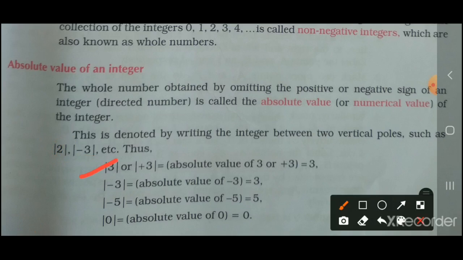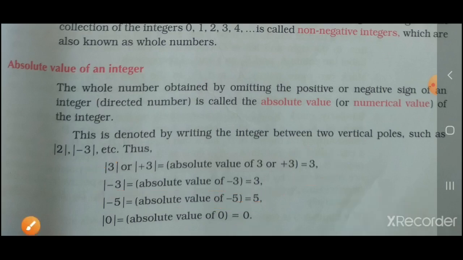The absolute value of 3 or plus 3 is 3. The absolute value of -3 is 3. And if -5 is inside the poles, then we can say the absolute value of -5 is 5. And the absolute value of 0 is 0.